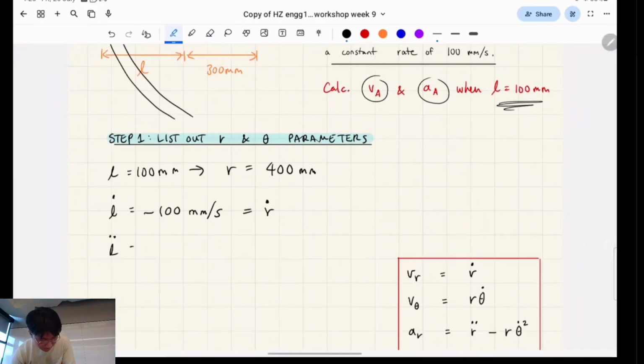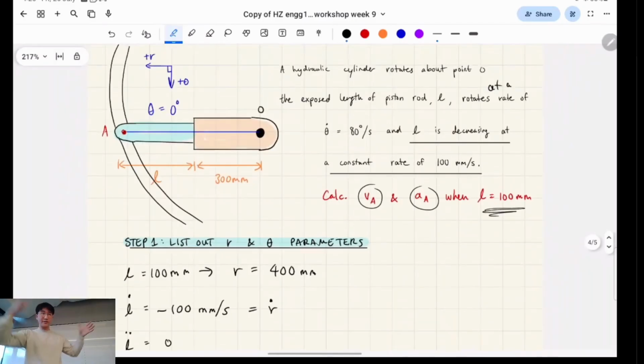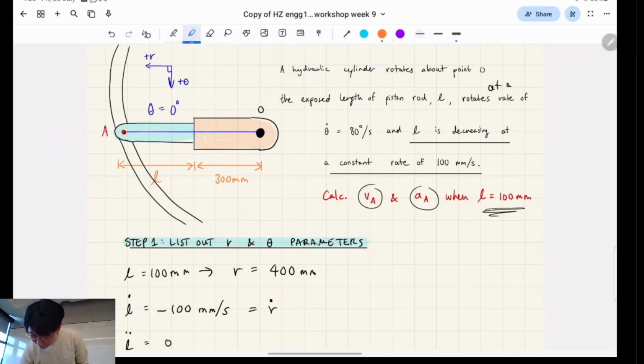L double dot is 0, right? It says constant rate, so it's shrinking this robotic arm at a constant rate. Where did you get the negative 100 millimeters per second? Oh, sorry. L is decreasing at a constant rate of 100 mm per second. Yeah, so that's that whole burning rope analogy, right?